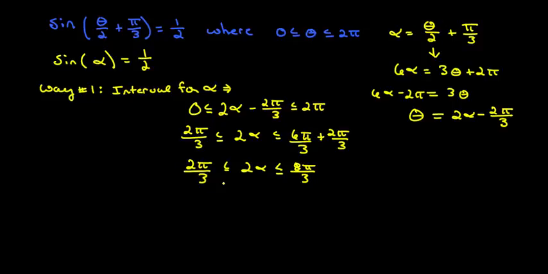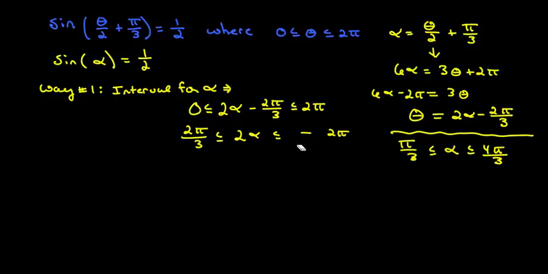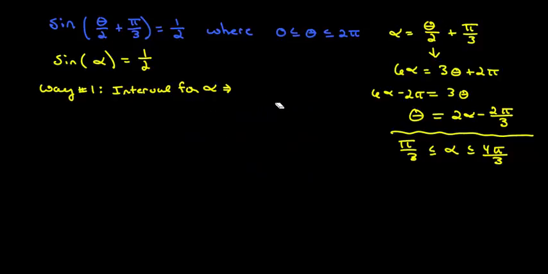And I've got 2 pi over 3 here. Now I'm going to divide everything by 2. So this is going to give me 4 pi over 3 on one side and pi over 3 on the other. So alpha is between pi over 3 and 4 pi over 3. So I'm going to write that down over here. I'm going to erase this so we have a little bit of room here. Okay, so that was our first step, to get an interval for alpha.